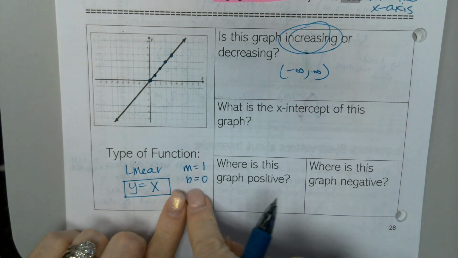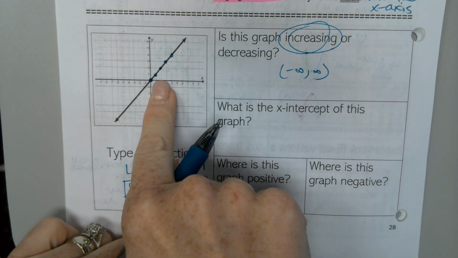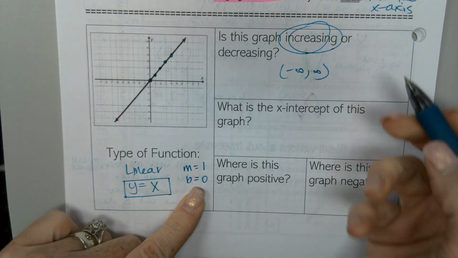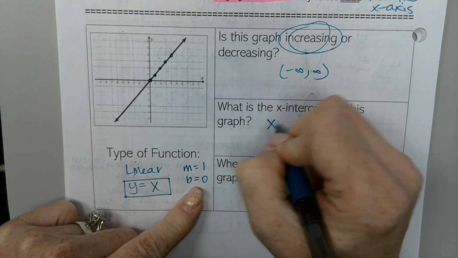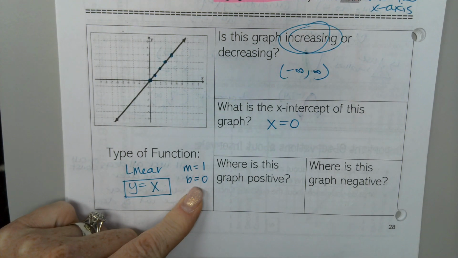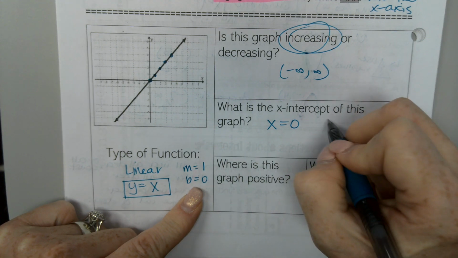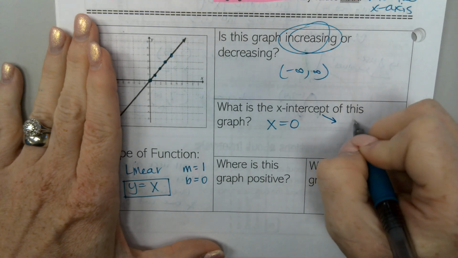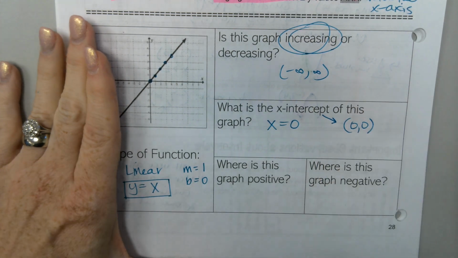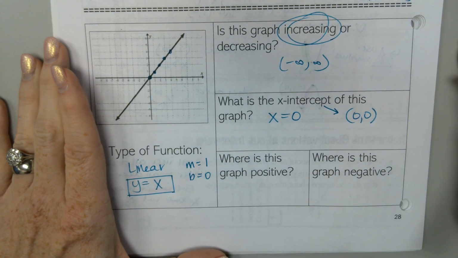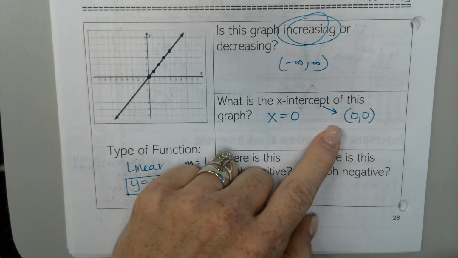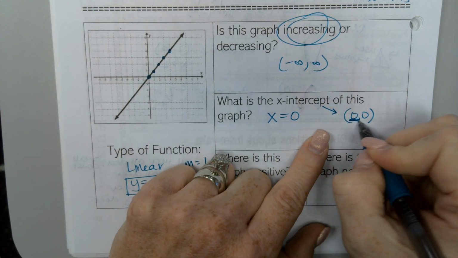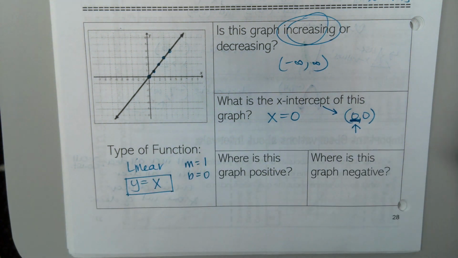Not only does this one have a y-intercept at the origin, it also has an x-intercept at the origin. So you could say it hits at x equals 0. Typically, when we are talking about intercepts, we like to write those as ordered pairs. But specifically, it is hitting right here at 0. This is the value where it hits.